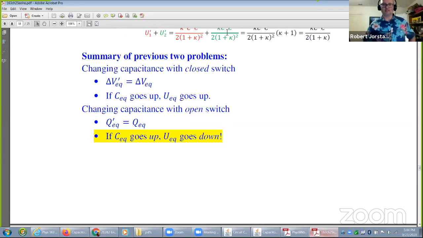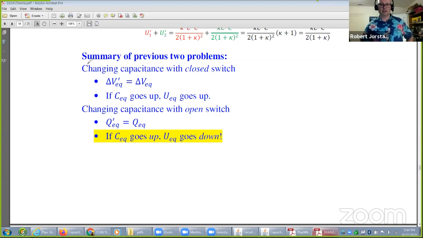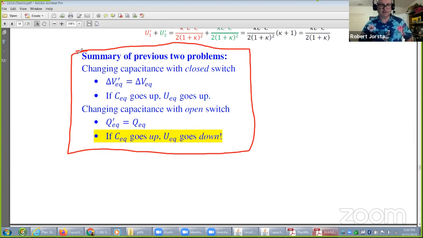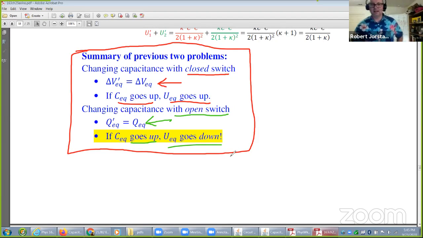How about I say it like this? This is the summary, and then we'll take our break, and we're going to do a bunch of problems. So this is the summary for everything that we just said. If you have a changing capacitance with a closed switch, the voltage stays the same, capacitance goes up, and energy goes up, which is what somebody thought. Now, the issue we just had is if you do this with an open switch, the charge is going to stay the same, capacitance goes up, and energy goes down, so does voltage. And that's the summary of what we just saw.